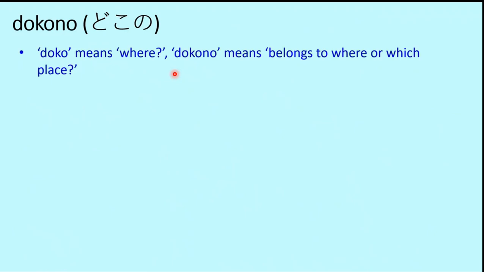So next is doko no. So here we add the no particle with doko, as we have been doing earlier as well. Like we use no to make kono from kore. If we add no to kore, it becomes kono. Similarly dare, dare no, donata, donata no, and so on. So here we have dokono. Doko means where, dokono means belongs to where or which place.